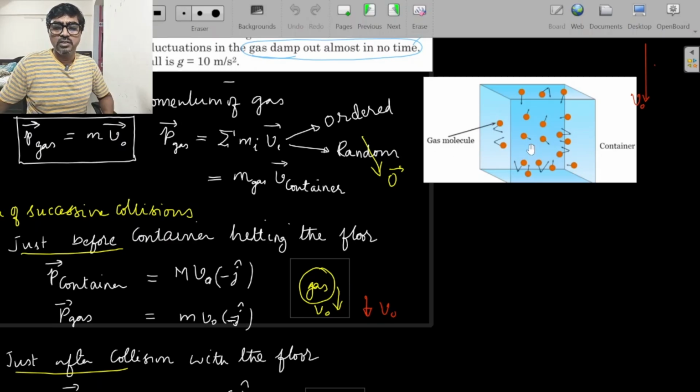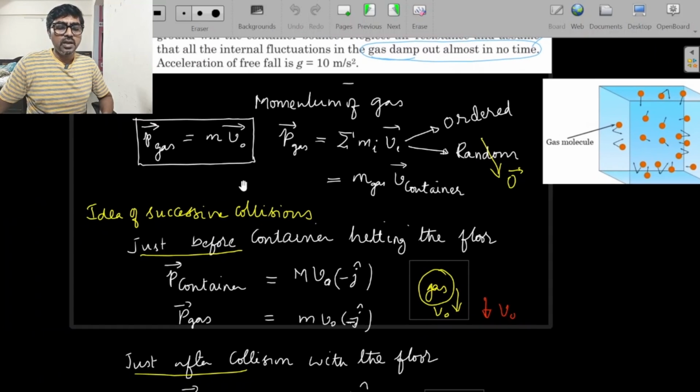And they are saying that ordered motion of the gas equals ordered motion of the container, because in no time the fluctuations will get damped out. That's the assumption. So if the container goes down with V naught velocity, the ordered motion of gas molecules is also going to be V naught, and that is why momentum of the gas is equal to mass of the gas into V naught, velocity of the container. So that's a simple idea we have.